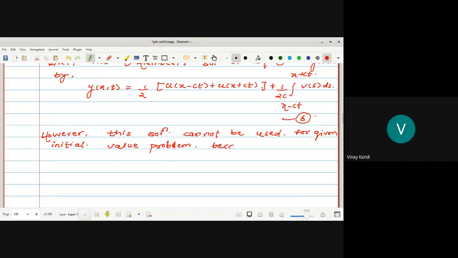Okay, because why? Because q is a function of x minus ct, which has no meaning for the value of t greater than x by c.